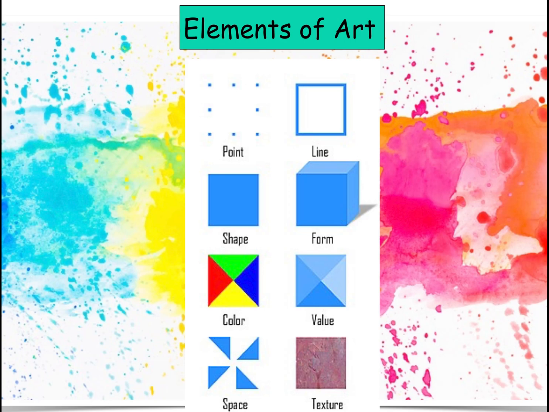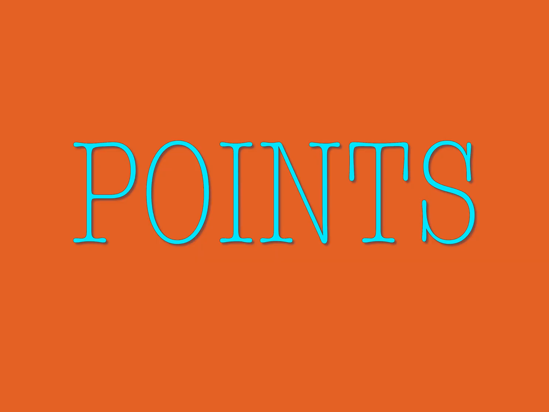Today I'm going to give a quick introduction to the elements of art. And the elements of art are points, line, shape, form, color, value, space, and texture. Let's start with points. Points are exactly what they sound like.